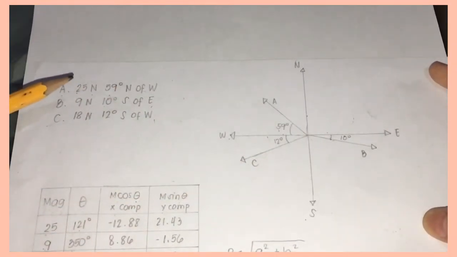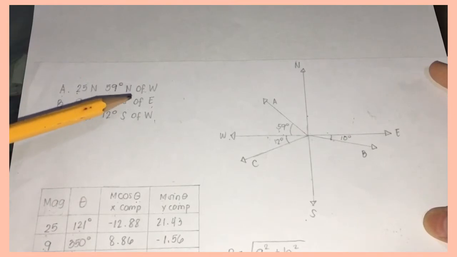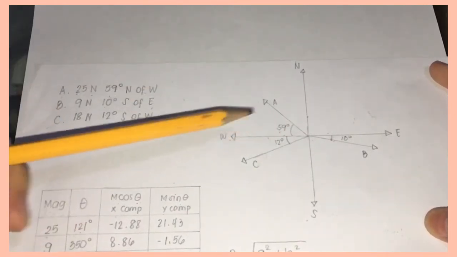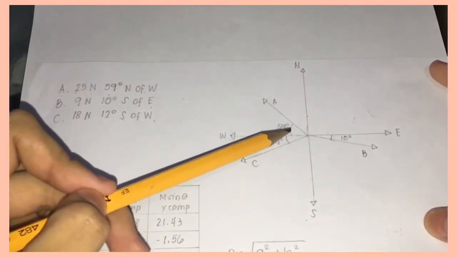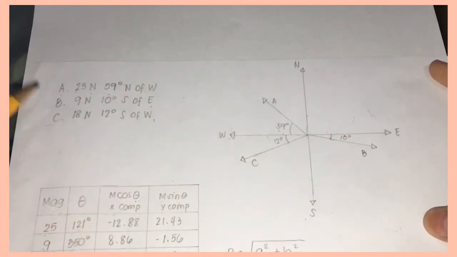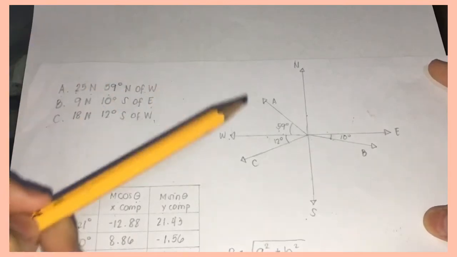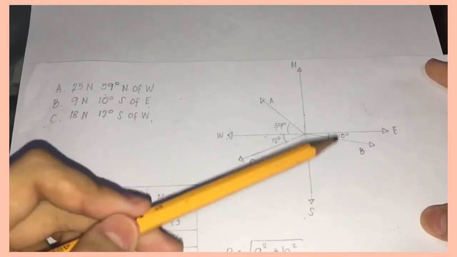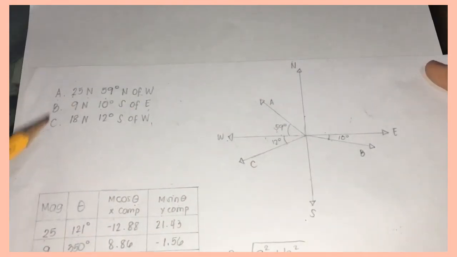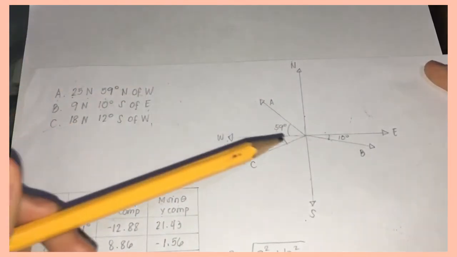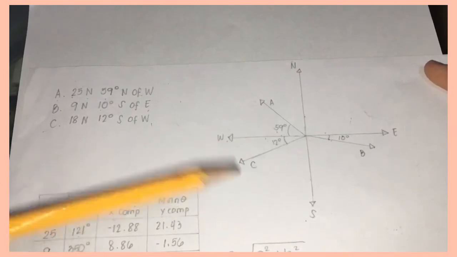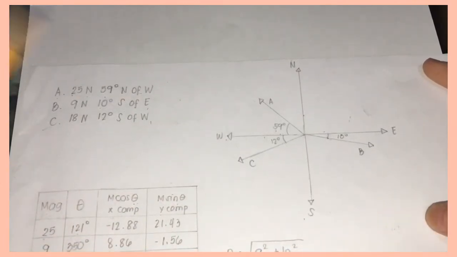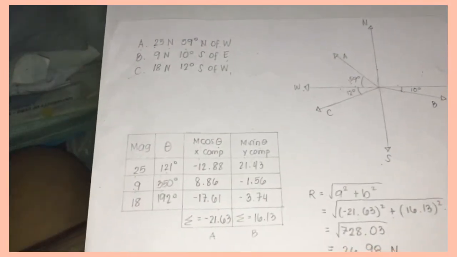For our letter A, we have 59 degrees north of west. North of west is here, and that's 59 degrees, so that's your A. For your letter B, we have 10 degrees south of east. South of east is right here, so that's 10 degrees. For letter C, that's 12 degrees south of west. That's your letter C. After that, we are going to tabulate.